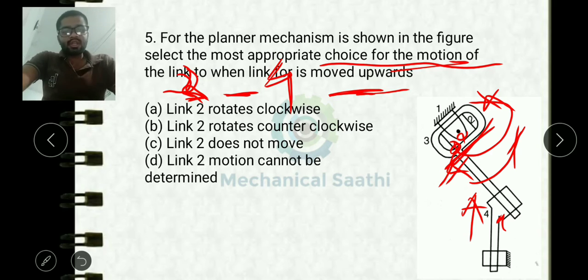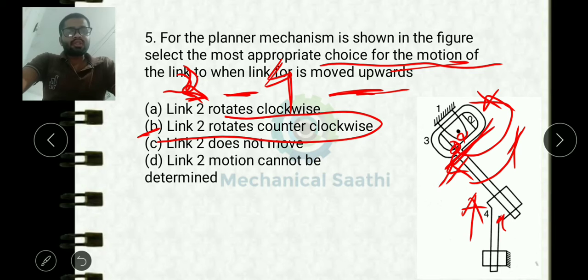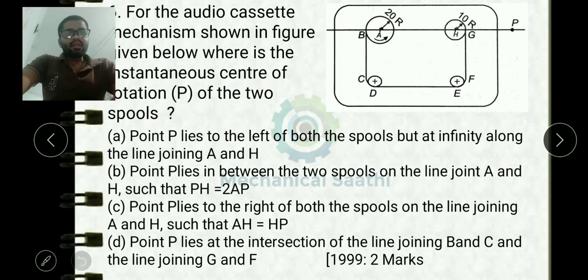So we can say link 2 will be trying to rotate in a counterclockwise direction. Let us check all the options here. Option B says that link 2 rotates in counterclockwise direction, so option B will be the correct answer here. Moving next, question number 6.